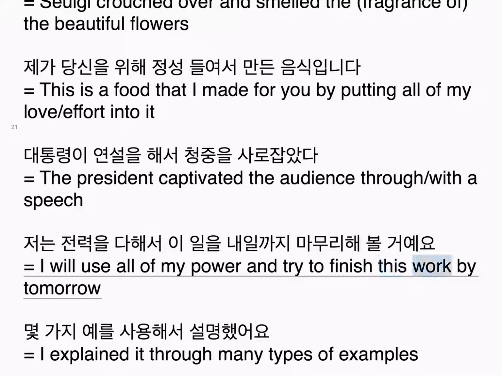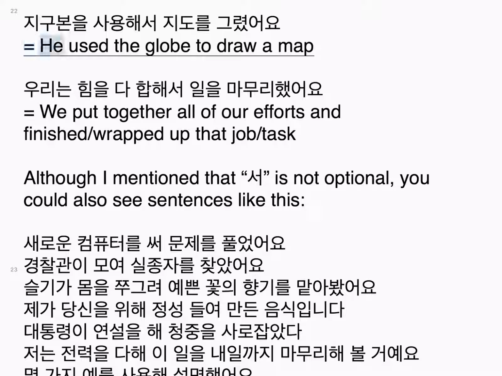몇 가지 예를 사용해서 설명했어요. I explained it through many types of examples. 지구본을 사용해서 지도를 그렸어요. He used the globe to draw a map. 우리는 힘을 다 합해서 일을 마무리했어요. We put together all of our efforts and wrapped up that task. Although I mentioned that 서 is not optional, you could also see sentences like this.